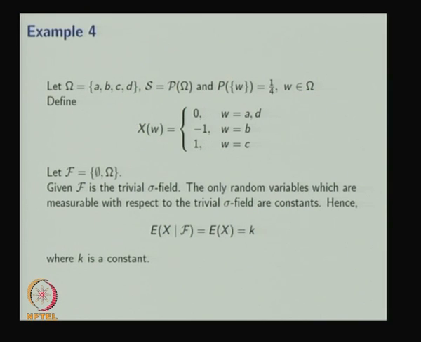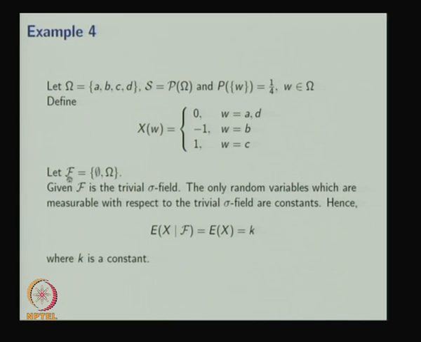The first example is as follows. Omega consists of 4 elements. S is the largest sigma field, the power set on omega, and P of w is equal to 1 by 4 where w belongs to omega. Therefore this is the set function, the probability measure. We are defining a real valued function. You can cross check, this is a random variable.